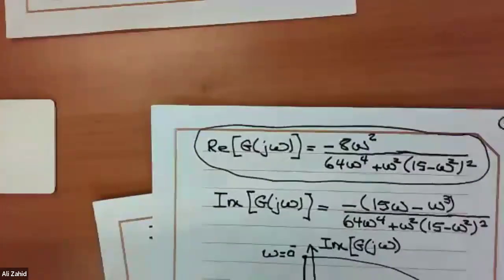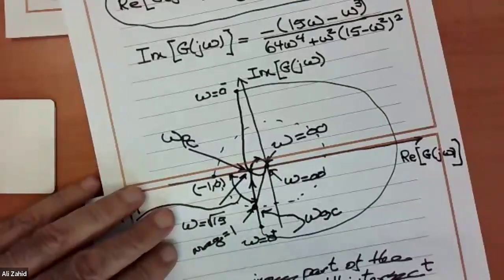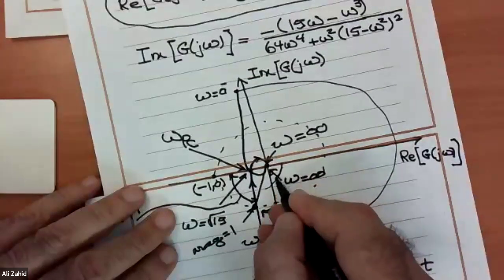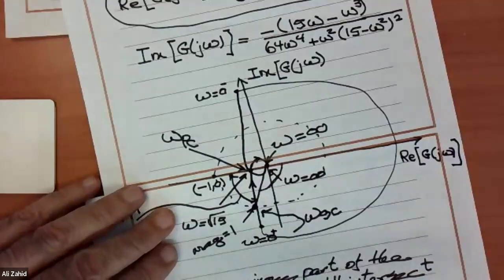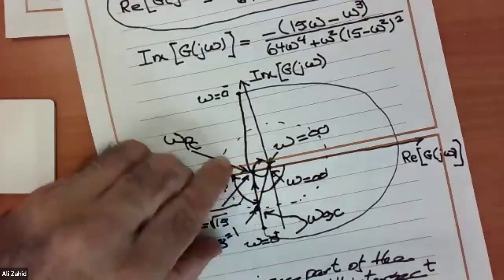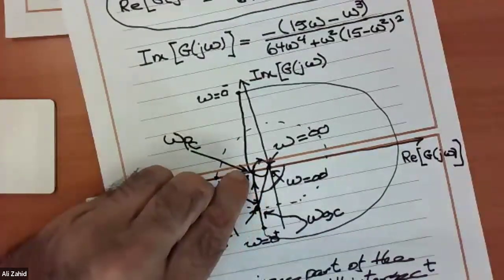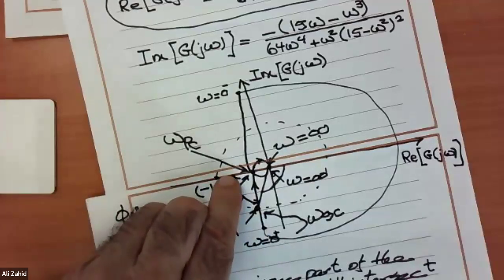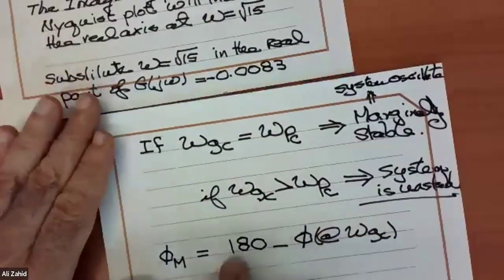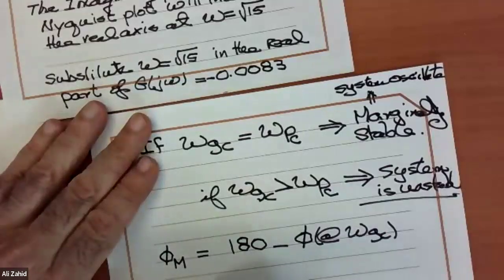What is the phase at omega GC? Can you tell me the phase at omega GC, like here? Let's say minus 120. How much can I decrease the phase until it reaches 180? It's 180 minus 120, which is 60 degrees.